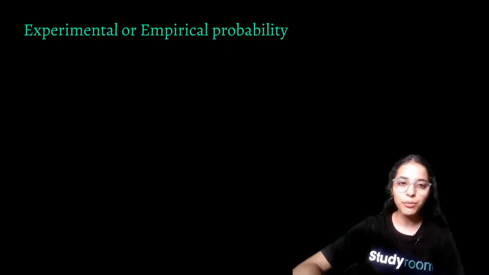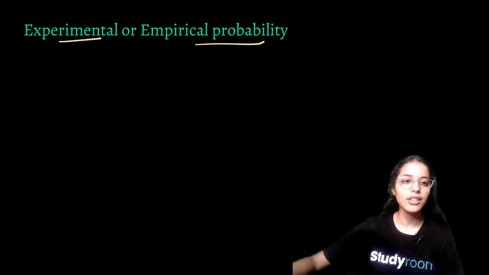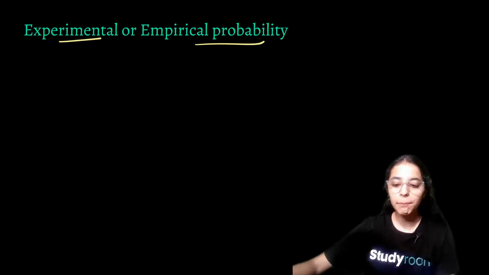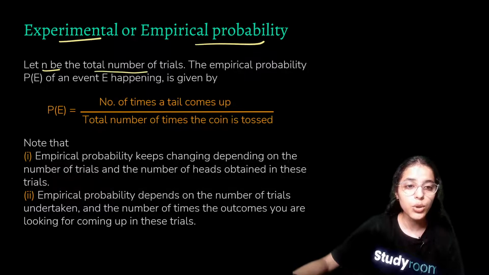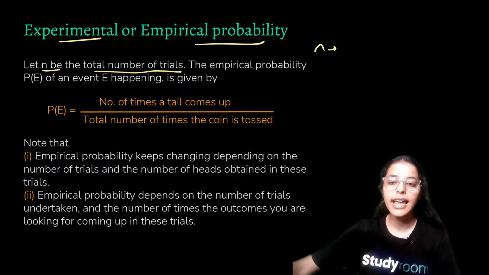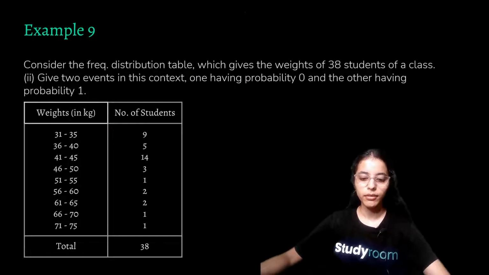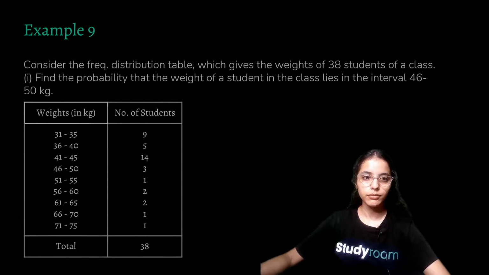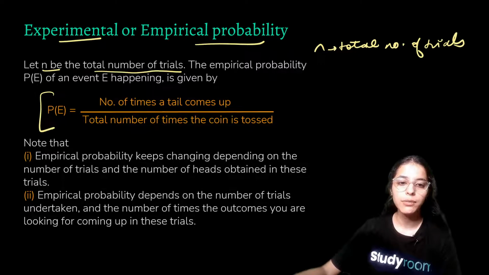Now let us finally move on to our formula which helps us find the probability of a question. That is what we call experimental or empirical probability, right? So here our n is given to be our total number of trials. So that is, n is our total number of trials, right? So now here we are given the formula when we have flipped the coin and we want our outcome to be tail. So the probability would be the number of times a tail comes up.